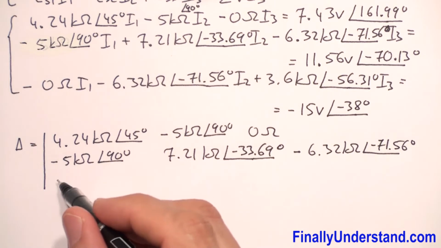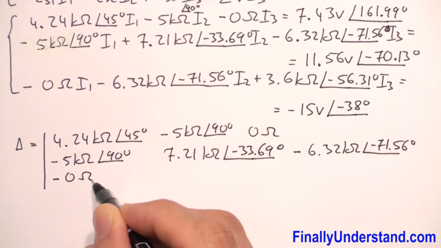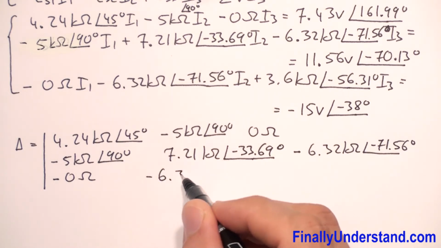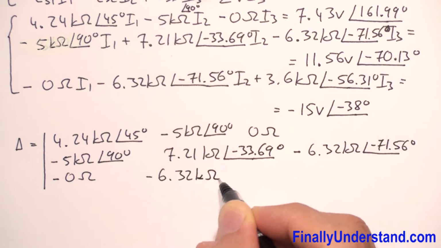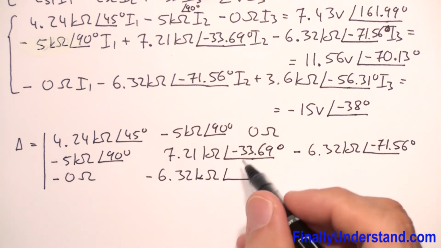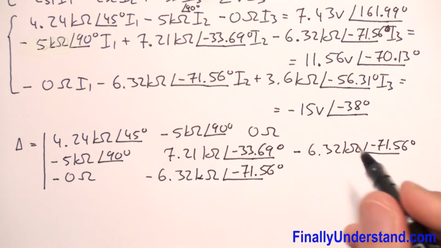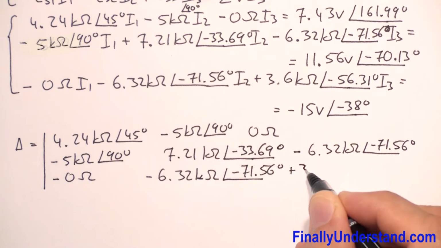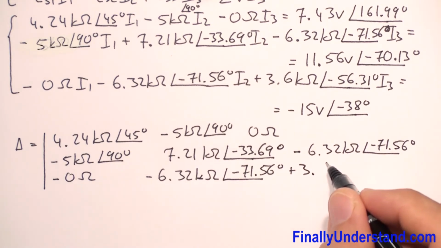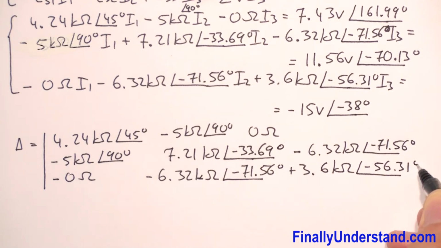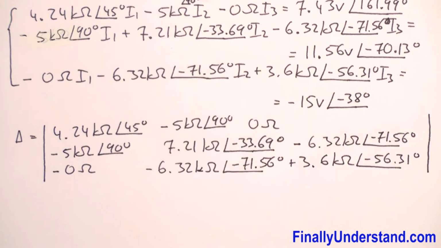Degrees, and we have negative 0 ohms. I have negative 6.32 kilo ohms and angle of negative 71.56 degrees, plus 3.6 kilo ohms and angle of negative 56.31 degrees. Okay, so now we're supposed to solve the delta.